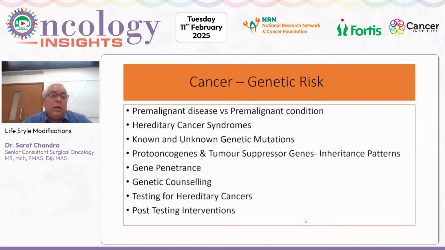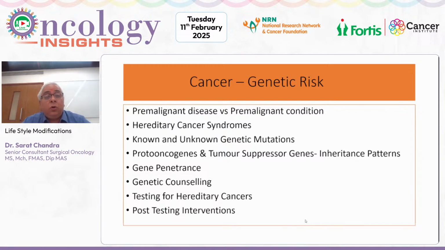Whereas pre-malignant disease means he has been born with some disease which predisposes him to cancer. Hereditary cancer syndromes: there are a lot of cancer syndromes which are exclusively cancer syndromes, and there are syndromes in which, like Down syndrome, the patient is predisposed to leukemia. There are syndromes which are non-cancer by birth, but they end up developing certain cancers, like Down syndrome. And there are pure cancer syndromes also.